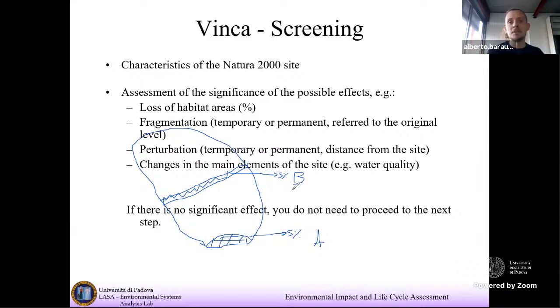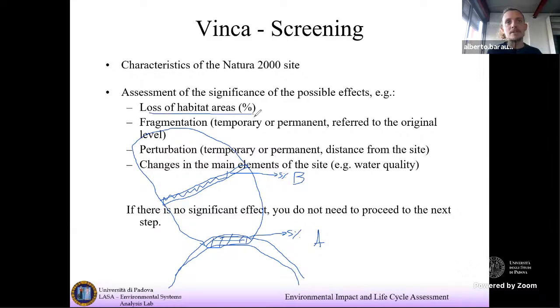But if you look at the impact in terms of connectivity loss, case B is very much worse, because let's suppose that this is a road, okay? This is a road, something like this. And if you have a road, as in case B, cutting the forest in half, you decrease the resilience of the site much more than in case A. Remember the fire example I was talking about.